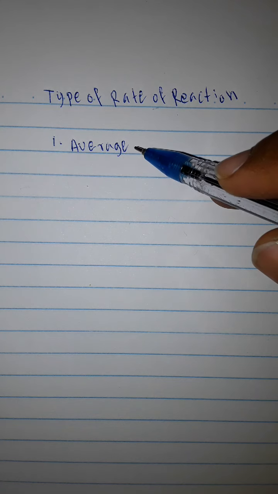Okay, children. Now what we are going to discuss is types of rate of reaction. This is a part of chemical reaction. That is the next topic that we have to start. Under this, we are going to discuss different types of rate of reaction. The first type is what we call average reaction rate.